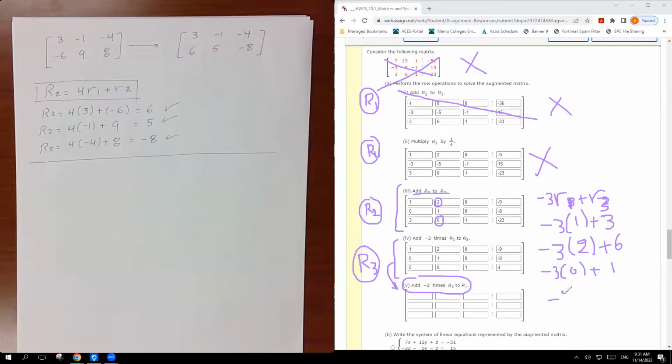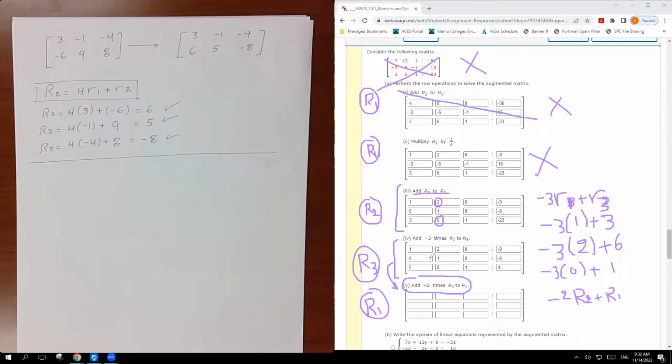Negative 2 times R2 and added to R1. The change is going to be on R1. So in this step, we're going to get a new R1. How are we going to get a new R1? By multiplying negative 2 times R2. That means here's my new matrix.